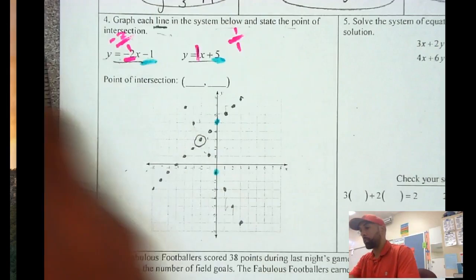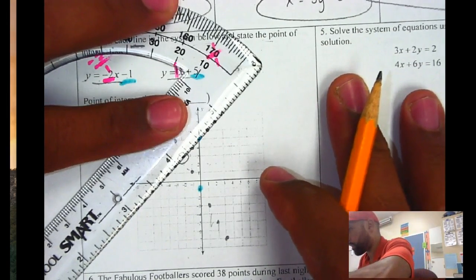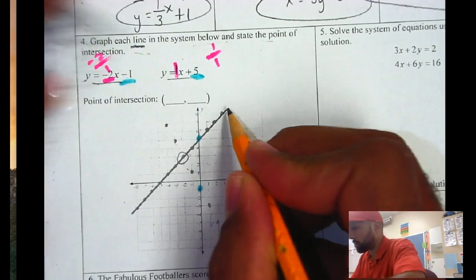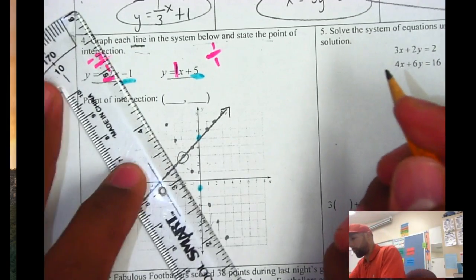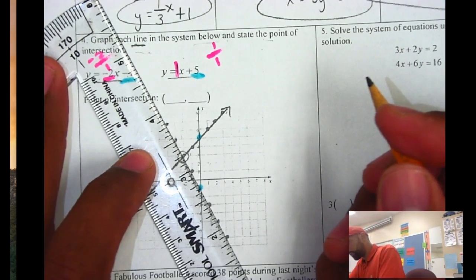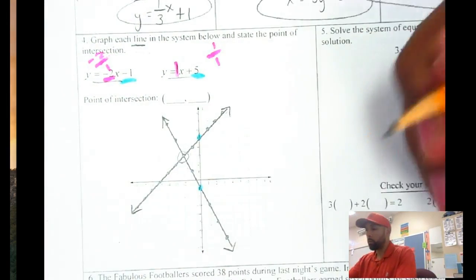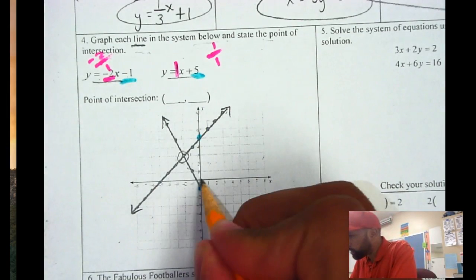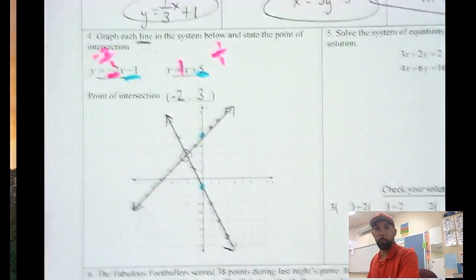All right, now I'll draw my lines to complete the graph. Don't just leave your incomplete graph with just dots. Complete the lines and make sure you put arrows on the end so we know it's continuous, meaning that it goes forever in both directions. Okay, there you go. And now that point of intersection is your solution, which you need to put here. So it's over -2 and then up 3. There's your solution. Okay. All right.